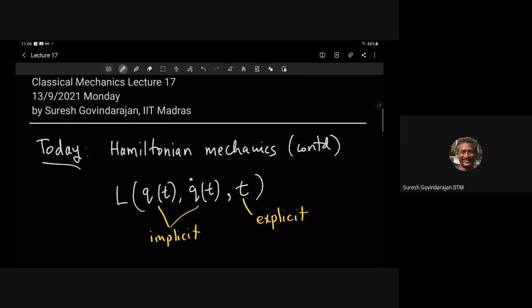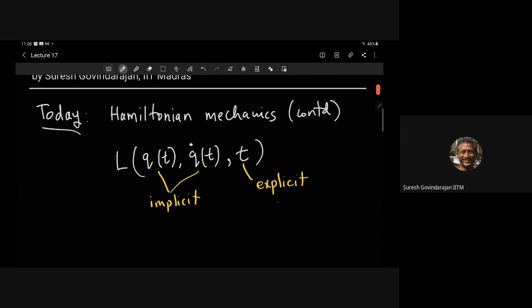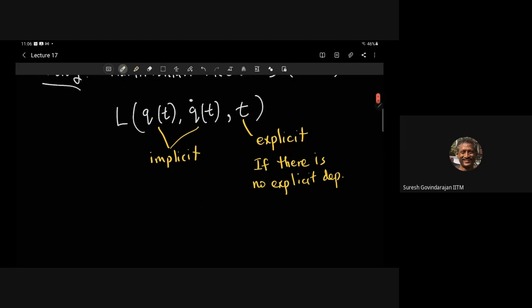The Euler-Lagrange equations don't change, whether it is time dependent or not. If there is no explicit dependence on time, then we showed that q̇ ∂L/∂q̇ minus L, with more indices if necessary, is conserved. It's a constant of motion.